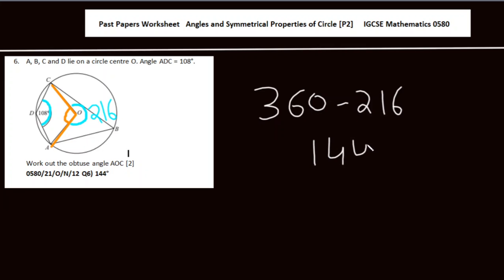We need to find the value of AOC. We have 108. So 108 is the angle at the circumference, and its corresponding angle at the center is this. And we know from the property that angle at the center is twice the angle at the circumference. So the angle at the center should be double of 108, which gives us 216. Now we can easily find the obtuse angle by subtracting 360 and 216, which gives us 144 degrees.